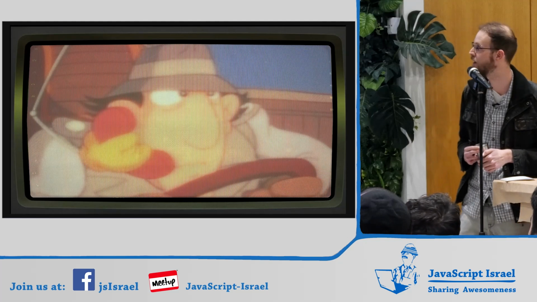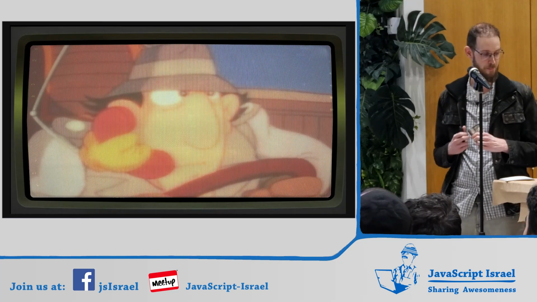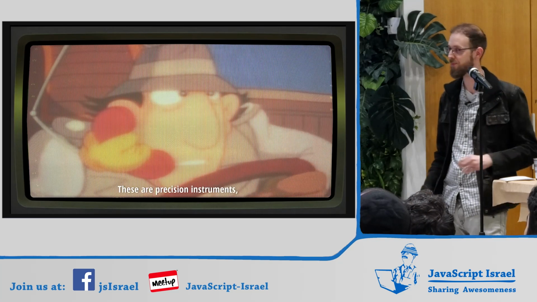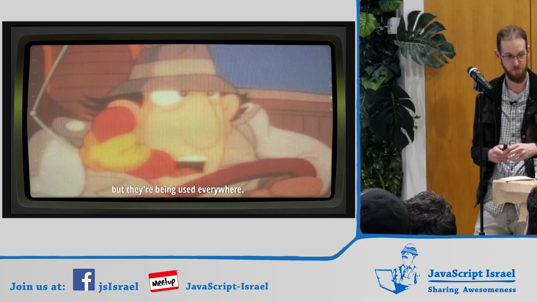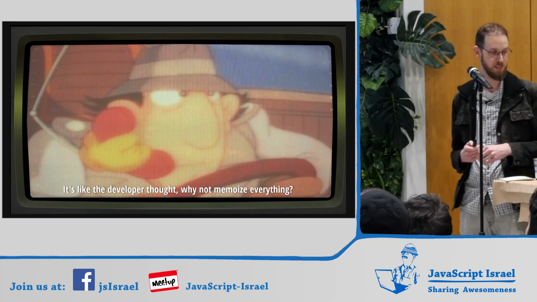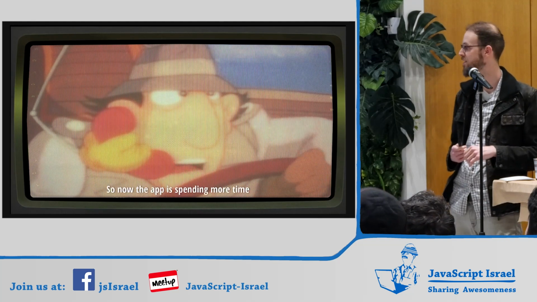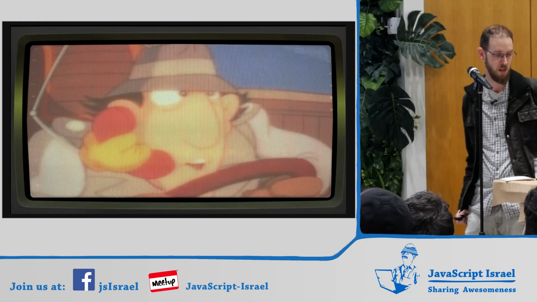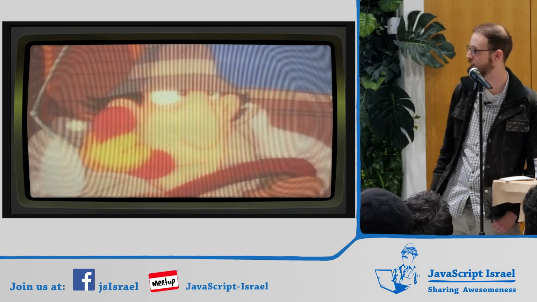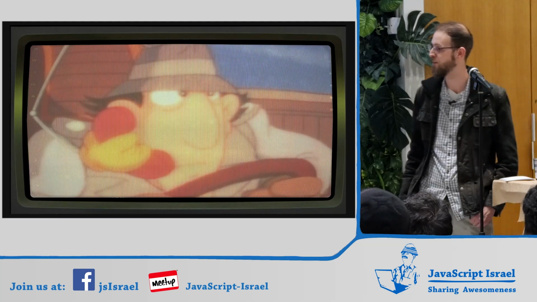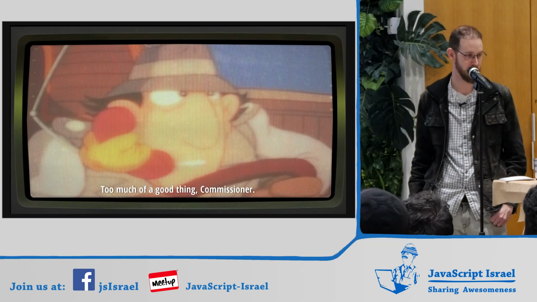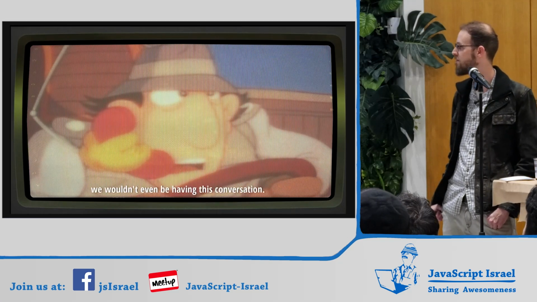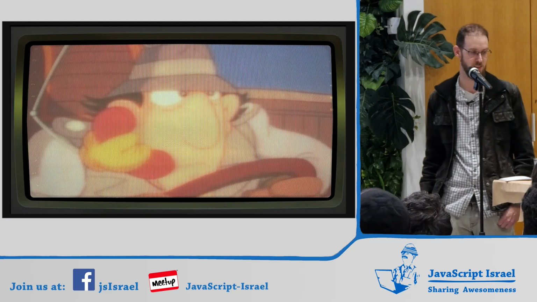Okay, I see the problem. Anything else? Oh yes, useMemo and useCallback. These are precision instruments, but they're being used everywhere. It's like the developer thought, why not memoize everything? So now, the app is spending more time memoizing than actually doing anything. It's ridiculous. So you're saying they turned hooks into liabilities? Exactly. Too much of a good thing, Commissioner. If they just stopped to think before deploying every hook they could grab, we wouldn't even be having this conversation.